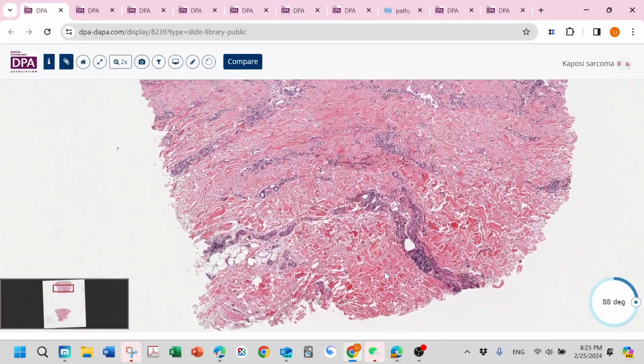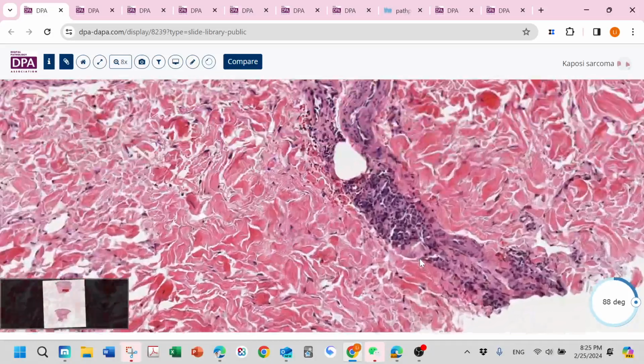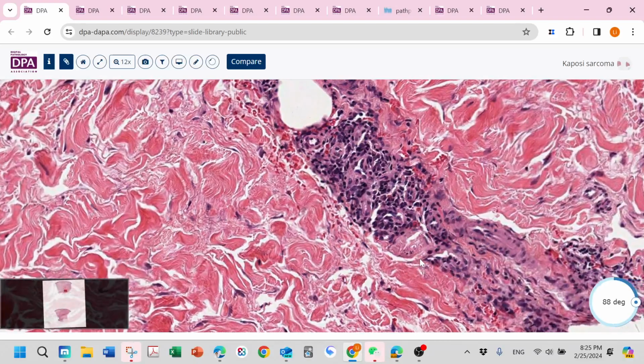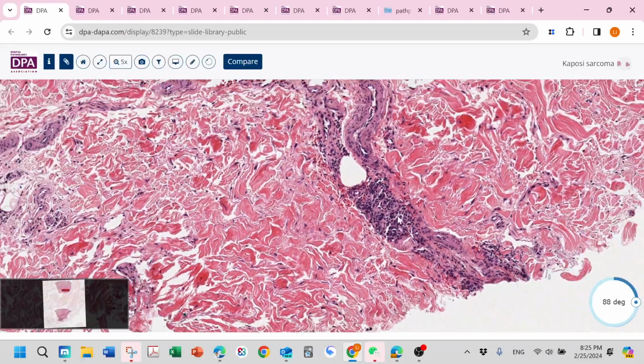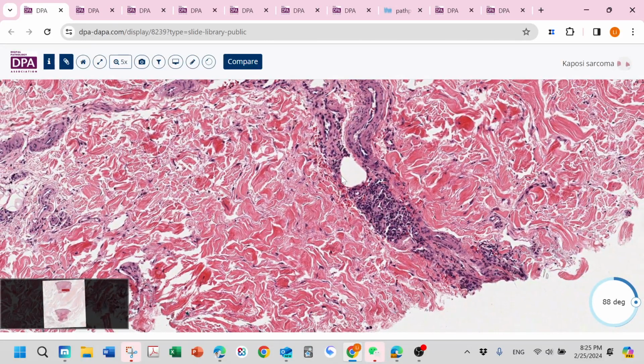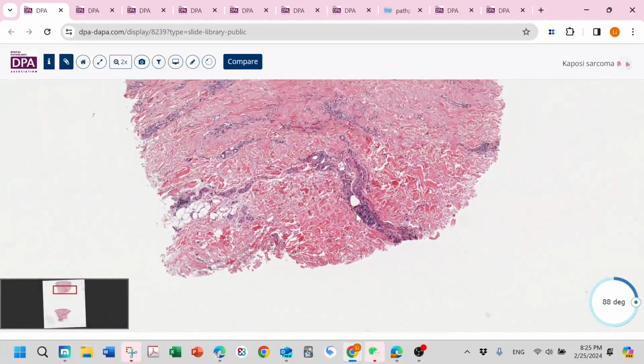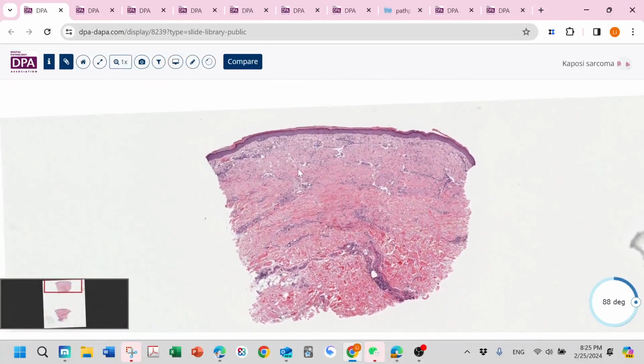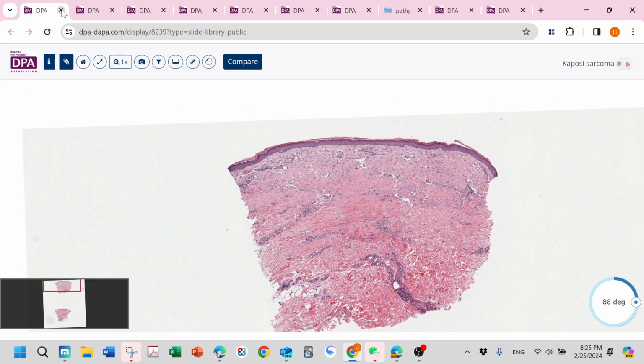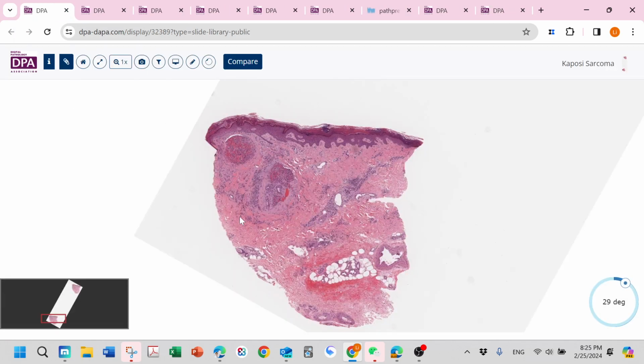And then another feature, maybe this one is not really good. If you see an eccrine gland and then some spindle cells hugging the eccrine gland, infiltrating the gland, that is another characteristic feature for Kaposi sarcoma. And then you can do your HHV8 staining.